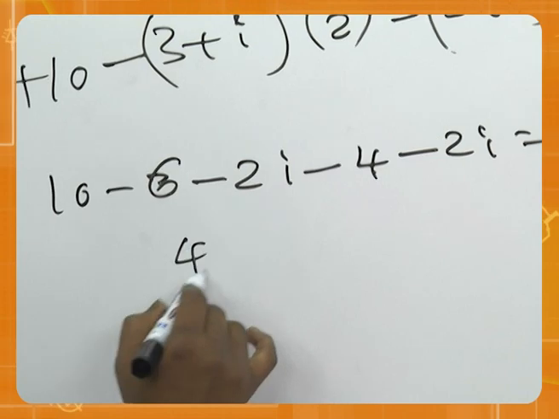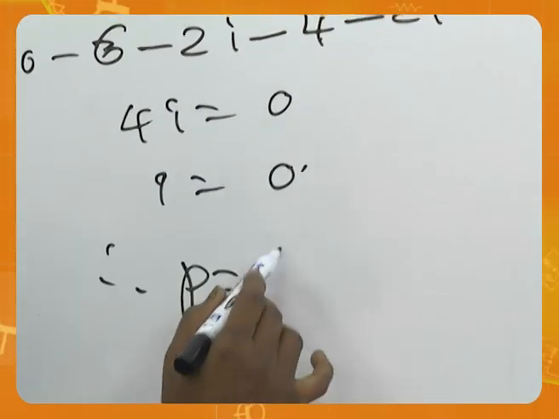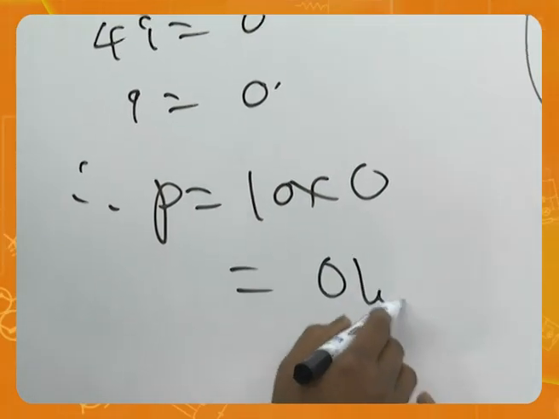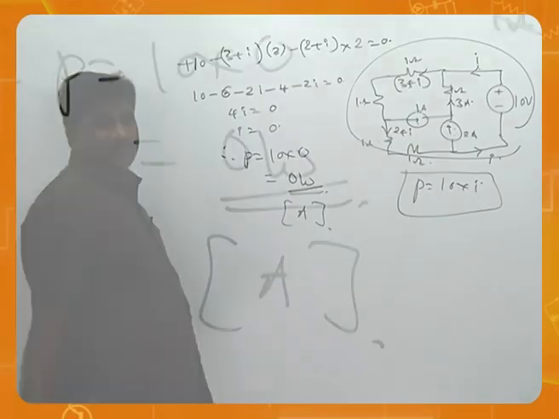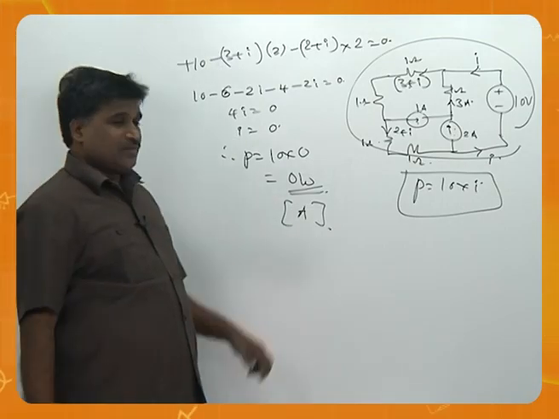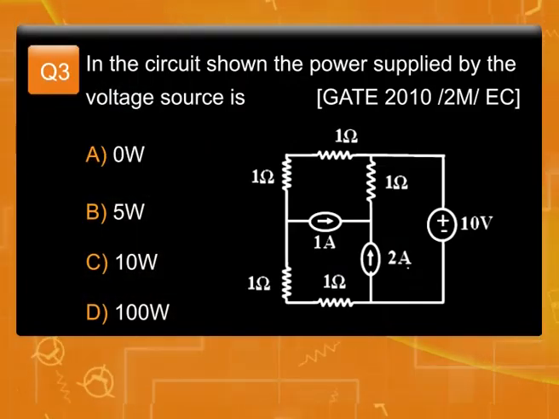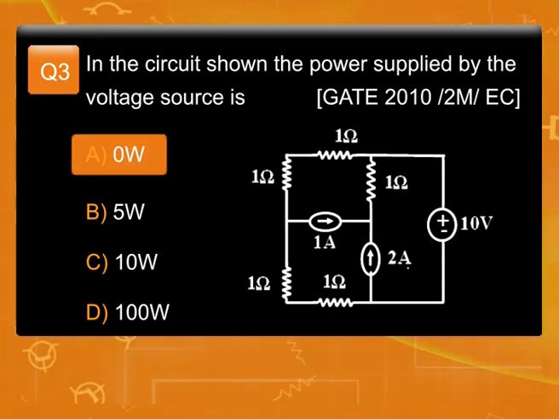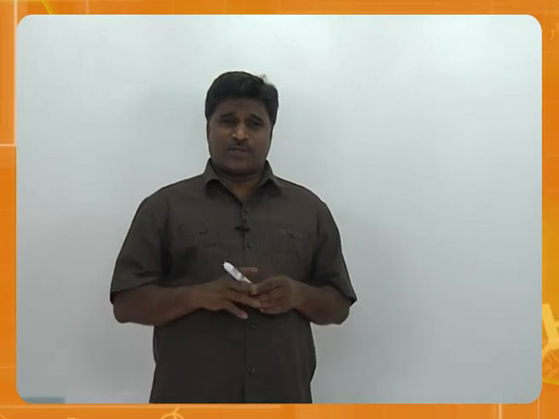That means 4I is equal to 0, I is equal to 0. Therefore power is voltage into current, 0, therefore 0 watts. So if you see the options given, the option is 0 watts. That's the answer for this problem, the third problem, calculating the power supplied by the voltage source. Let's go to the fourth problem.